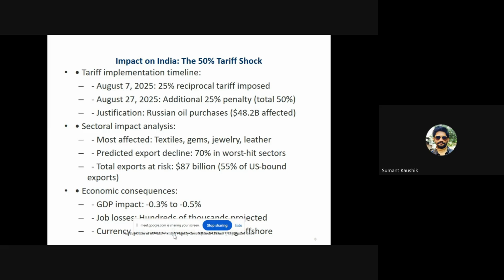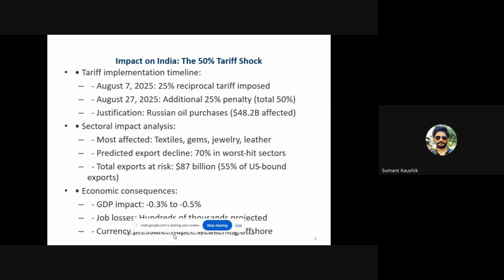That means, let's say we export 100 types of goods to the US. Out of these 100 goods, 55 products will be affected. See, we can consider it like this: let's say we export 100 amount of exports. Out of those, 55% of exports will be affected, and that amounts to $87 billion. And this $87 billion will be reduced from the export earnings for India.